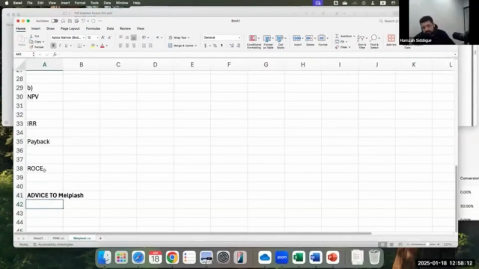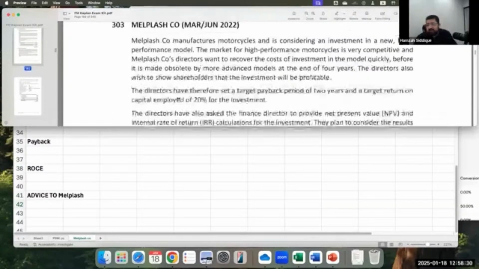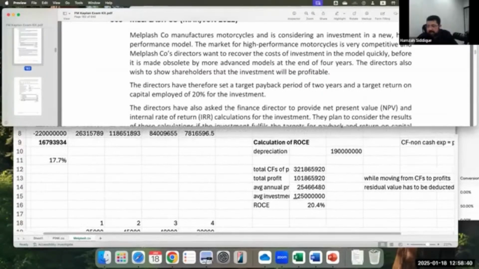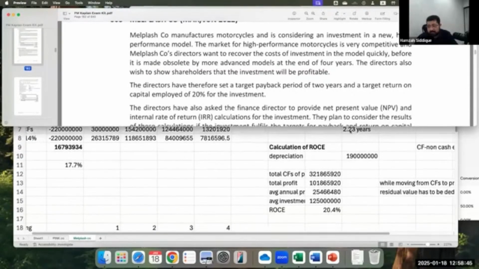Advice for final. So these 4 headings. Remember, I am telling you, we have not to write in bullet points, rather discussion paragraphs for each. So advice to Melplash. We can see they have given us a criteria here. The target ROS is 20%. Payback is 2 years. Target. So target ROS is crossed. But payback is a problem. As per payback it should not be accepted.